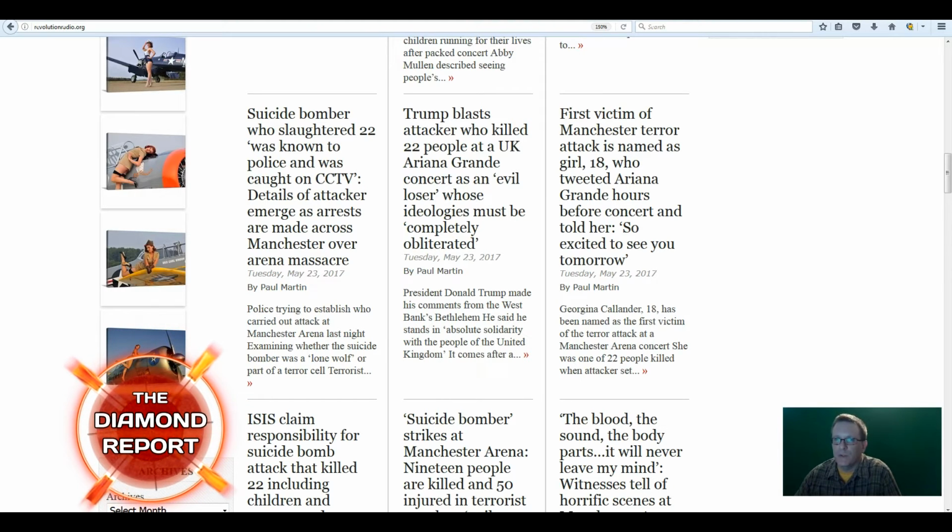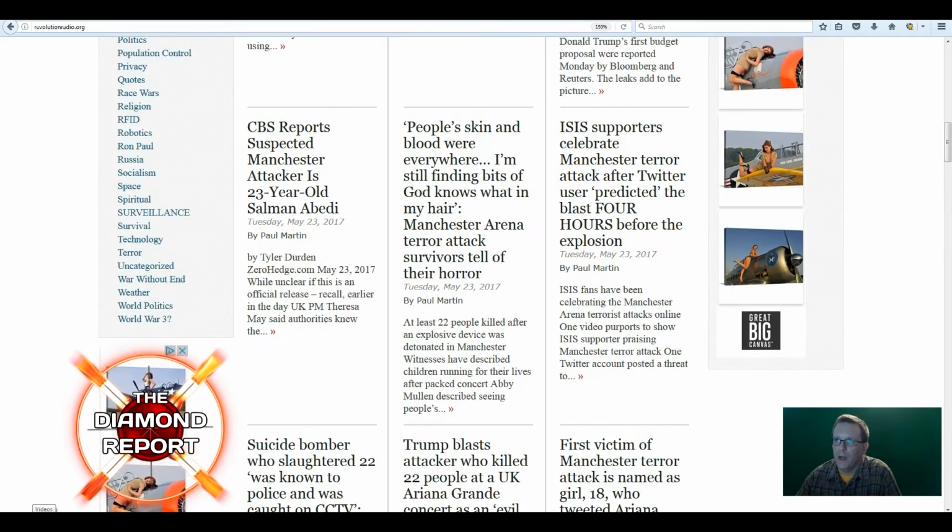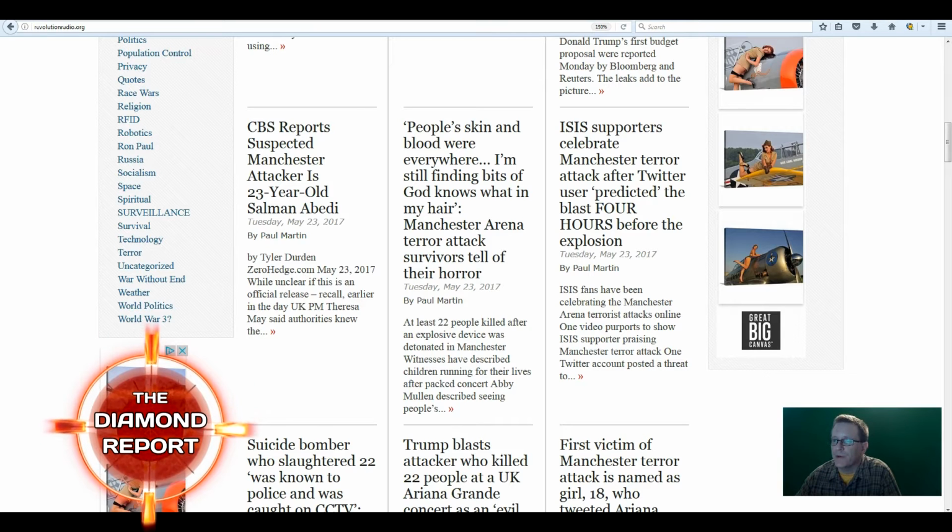And more about the suicide bomber. Suicide bomber who slaughtered 22 was known to police and was caught on CCTV. Details of attacker emerge as arrests are made across Manchester over arena massacre. ISIS supporters celebrate Manchester terror attack after Twitter user, quote, predicted the blast 4 hours before the explosion. Quote, people's skin and blood were everywhere. I'm still finding bits of God knows what in my hair. End quote. Manchester arena terror attack survivors tell of their horror.